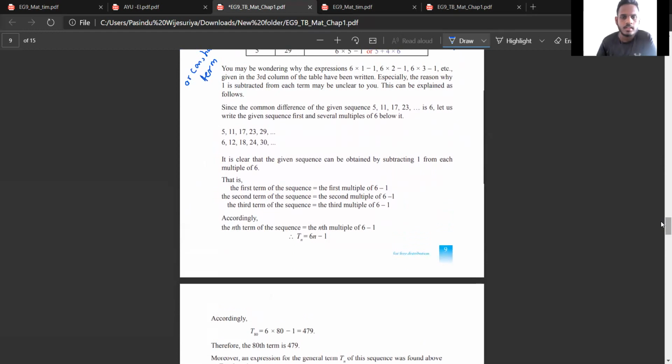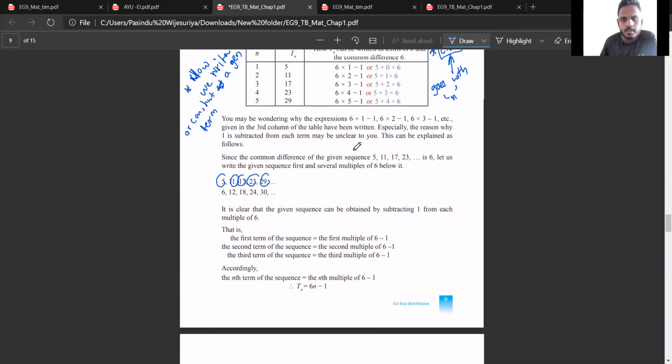So consider this sequence as an example: 5, 11, 17, 23, 29. The common difference is 6. How do you get 6? 11 minus 5 is 6. So you all know this already. Then how do you get 5 when the common difference is 6? 6 into 1 is 6, and you subtract 1 to get 5.